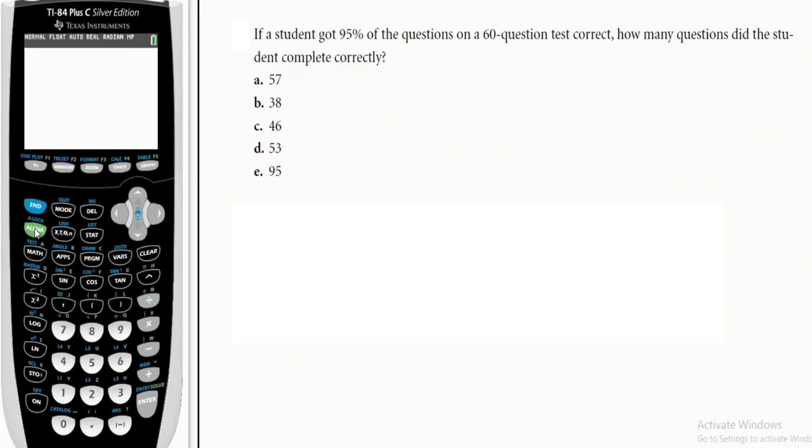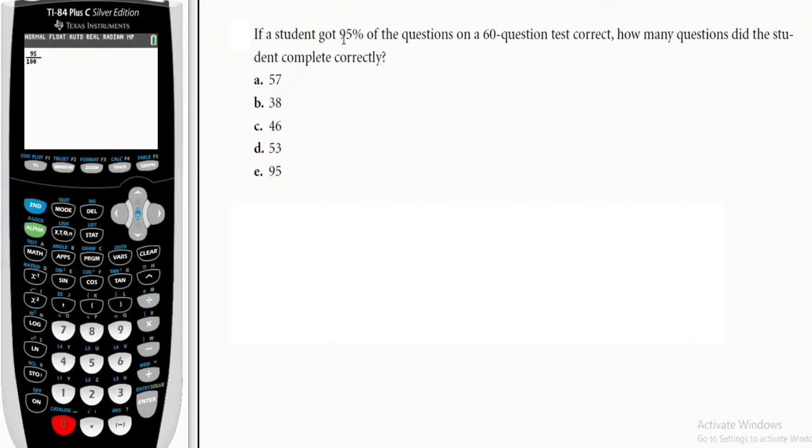You're going to make use of this fraction button and press alpha window. Okay, so you go to fraction, press 1. So 95% means 95 over 100. Alright, so 95% of the questions on a 60 question test correct. How many questions did the student complete correctly?